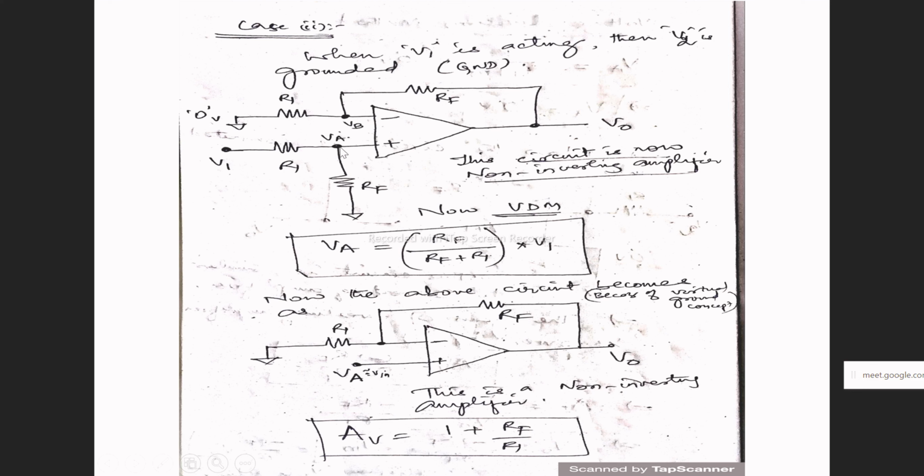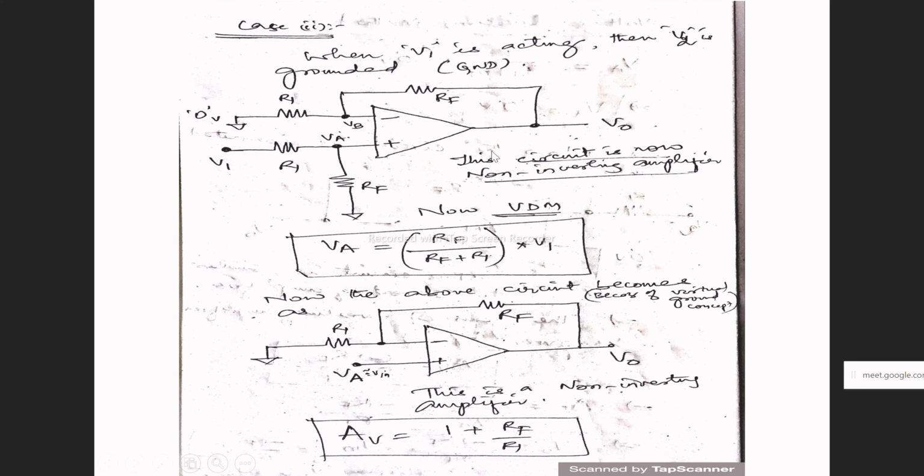Now let us apply the voltage division method at this node, that is VA. Applying voltage division here, I get RF upon the sum of these two, R1 plus RF, into the voltage. What is the voltage here? The voltage is V1. So now VA is equal to RF upon RF plus R1 into V1.